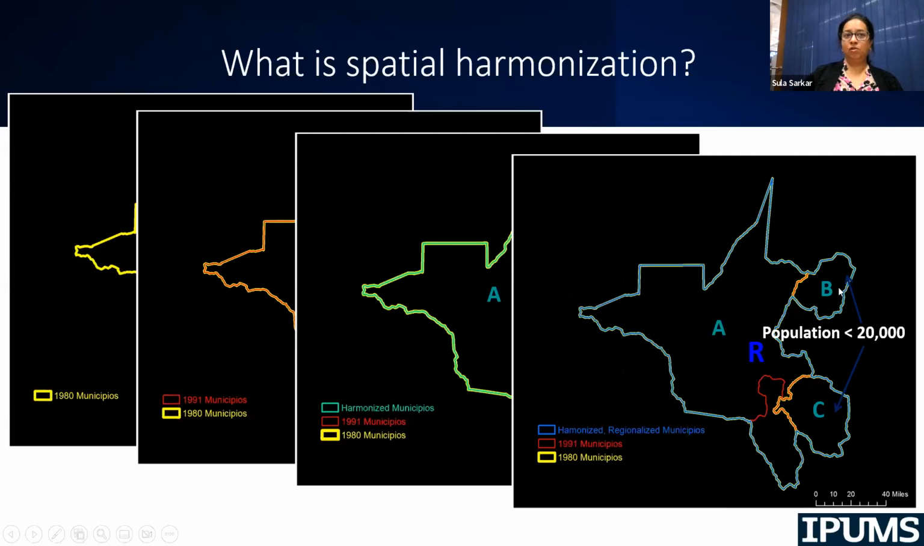IPUMS International is also census data, so we care about confidentiality. In this case, we use the term regionalization, where we combine units below 20,000, that's the example in this case, into 1 unit. So if B and C are below 20,000 people, how would you deal with that? You combine it with its neighbor and you have 1 unit. That's what I mean by spatial harmonization. They are standardized through time.